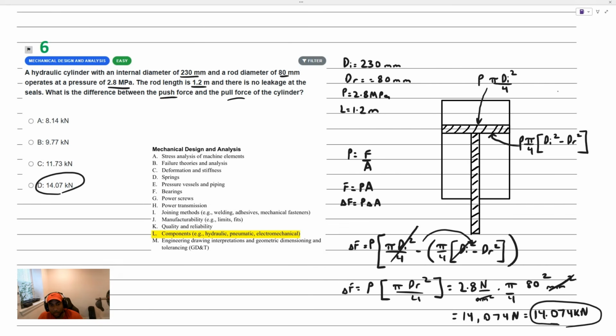So I wanted to do this problem because I think it's important to understand the geometry of hydraulic cylinders. And you could see it kind of tested this section over here on hydraulics. This is some easy points for you to get, so make sure you know how to do a problem like this. All right, let's move on to the next one.